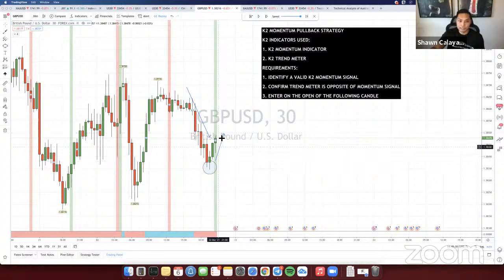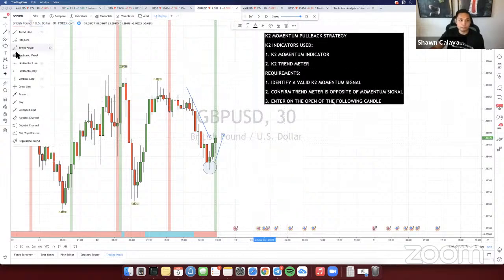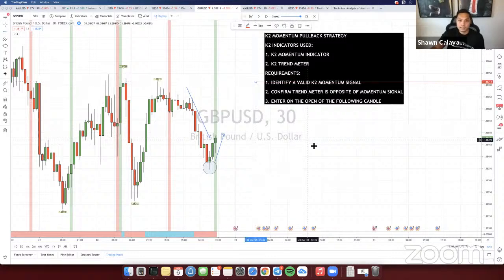So looking at this strategy right here, we've identified a valid K2 momentum signal. The second requirement, so we're going to check that off right here. The second requirement is to confirm the trend meter is opposite of the momentum signal. The reason for that is because we're looking for pullbacks. We're looking for small retracements, and we want to catch the move back down because right here, you can see that the trend is red, right? So what we're looking for here is a small retracement, and then we will catch this as it comes back down. Do you get what I'm saying?